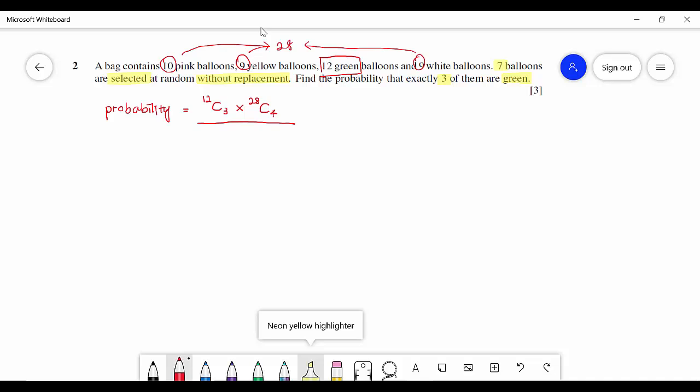So overall, you are having 28 plus 12 balloons, right? So overall, you're having 40 balloons, and you want to choose 7 out of the 40. All right, so this one is actually the number of ways without restrictions. Okay, and the top one is 3 green balloons and also 4 other color balloons. All right, so by pressing the calculator, very easily you can get an answer. So for this question, the answer should be 0.242.